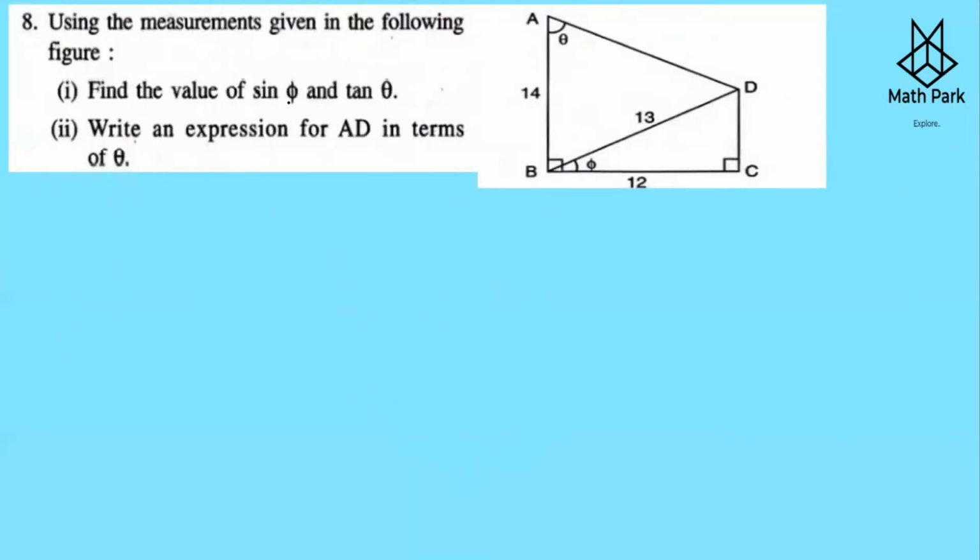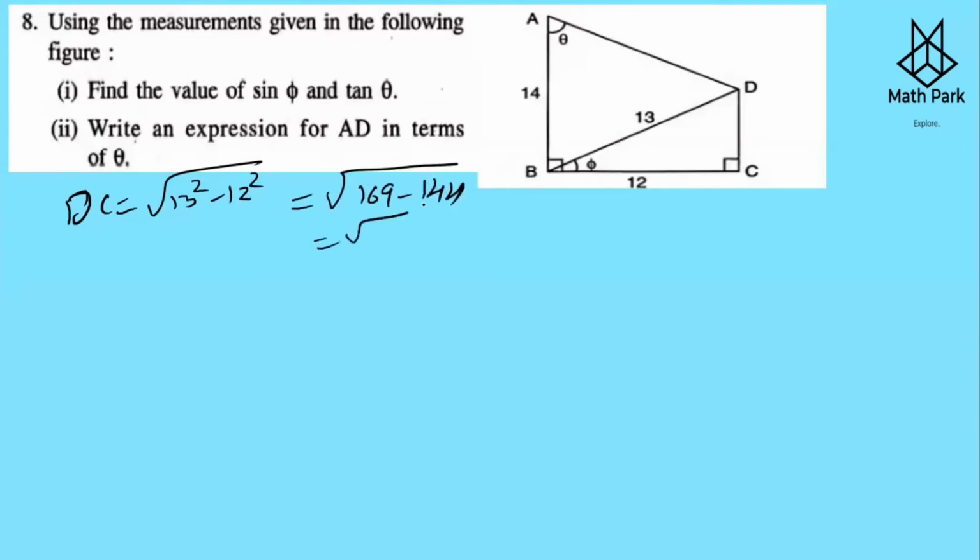To find the value of sine phi and tan theta, write an expression for AD in terms of theta. So for sine phi, we need to find the opposite side, that is DC. So by Pythagoras theorem, let us find DC. DC is equal to square root of 13 square minus 12 square. That is root of 169 minus 144, which is root of 25, that is 5. So this is 5 now. And then you are asked to find tan theta.